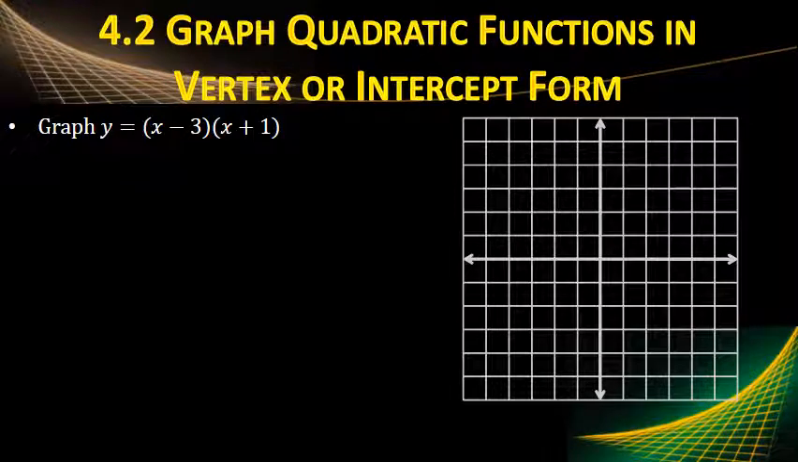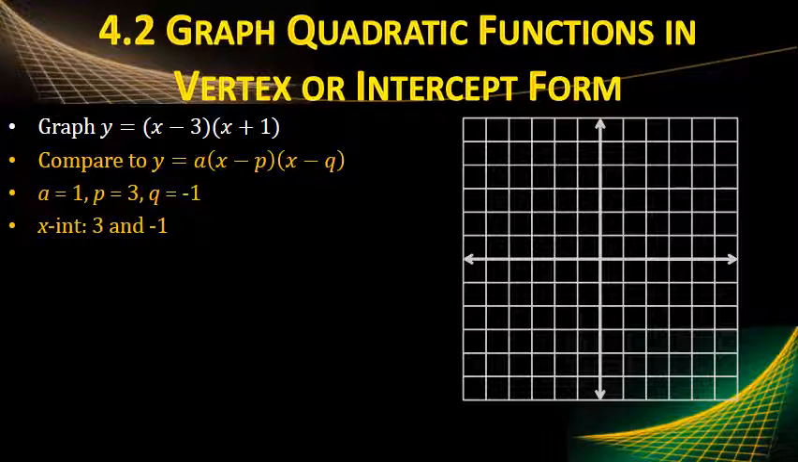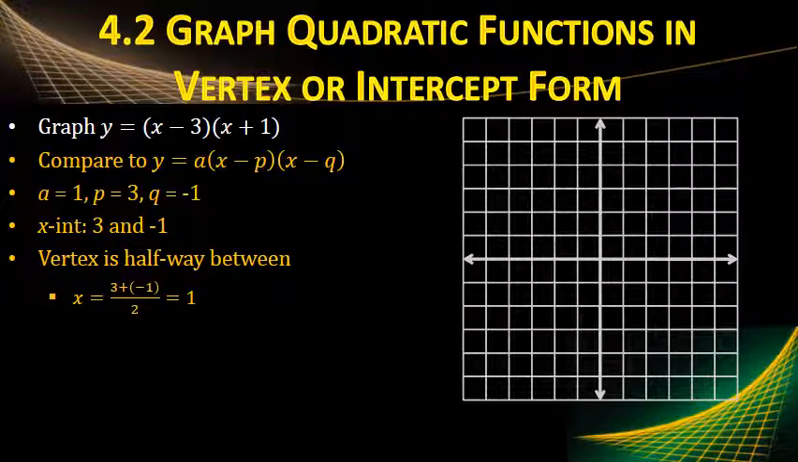So I know we are in intercept form because I have 2 sets of parentheses with x minus or plus a number. So I compare it to intercept form, and I can see that a is going to be 1, p will be 3, and q will be negative 1. The x-intercepts are p and q, which are 3 and negative 1. The vertex is halfway between them, so find the average. Add them together and divide by 2. You get x equals 1.